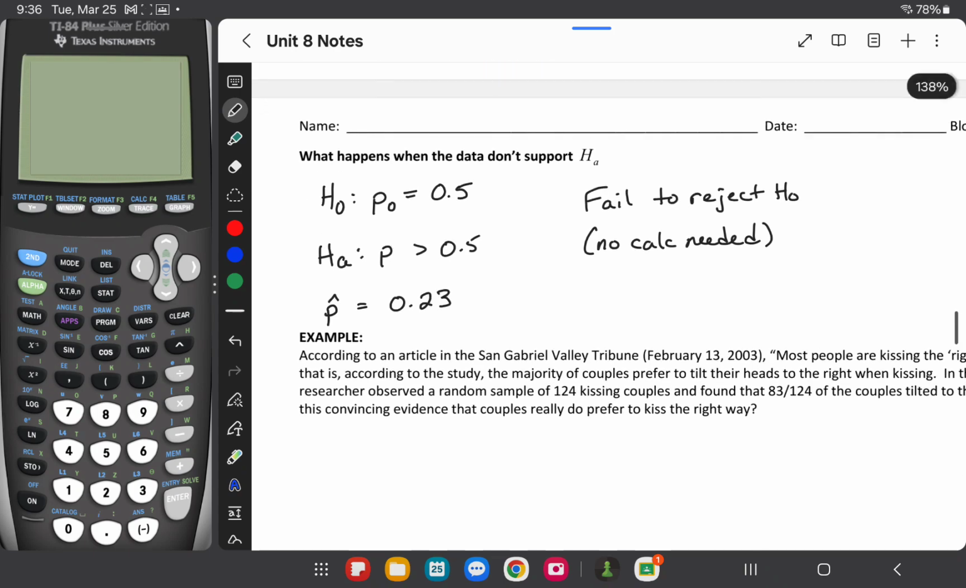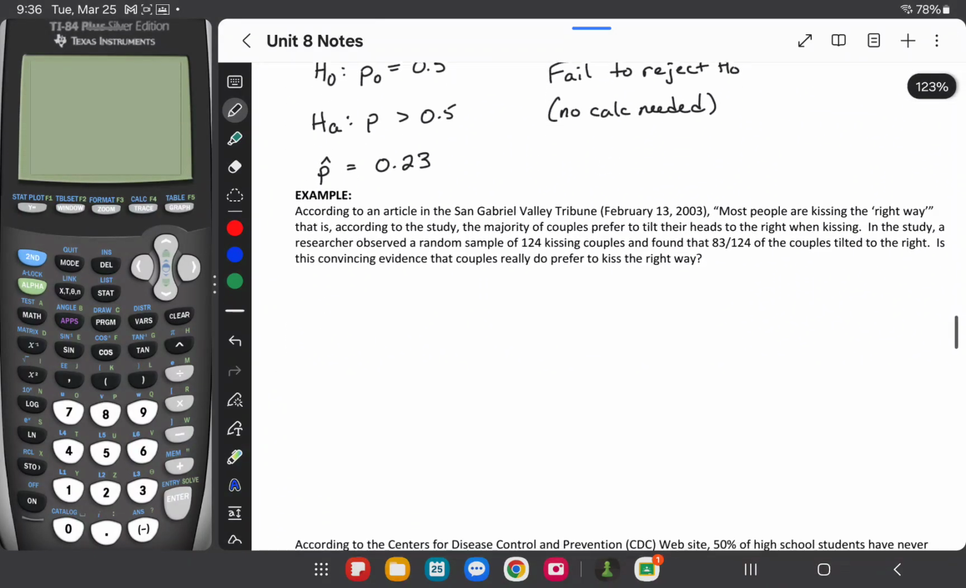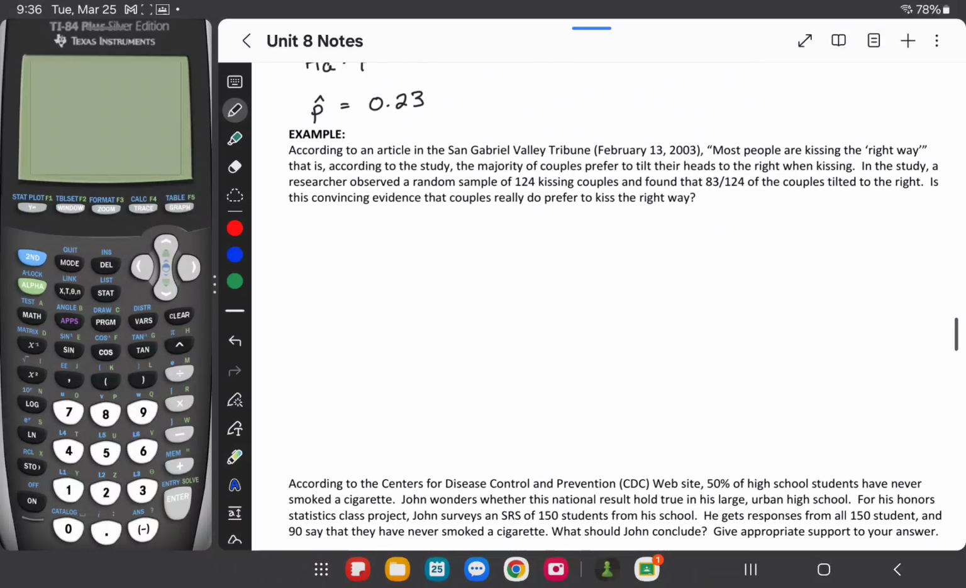So let's take a look at one example here together in this video. We'll save the next example for class. According to an article in the San Gabriel Valley Tribune, February 13th of 2003, most people are kissing the, quote, right way. That is, according to the study, the majority of couples prefer to tilt their heads to the right when kissing. In the study, a researcher observed a random sample of 124 kissing couples and found 83 of the 124 couples tilted to the right. Is this convincing evidence that couples really do prefer to kiss, quote, the right way?